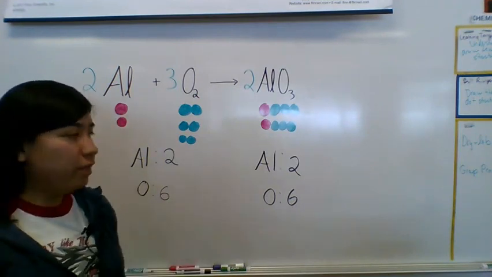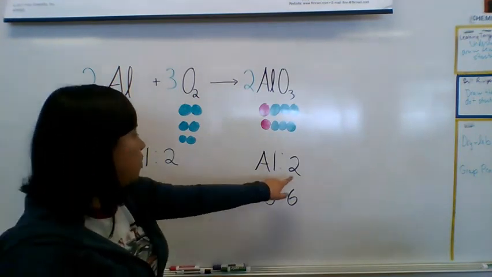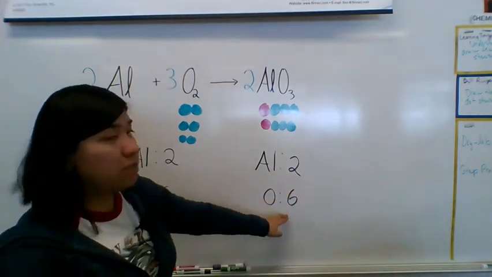And now let's check that we are balanced. So we have 2 and 2 aluminums, 6 and 6 oxygens. So you are done.